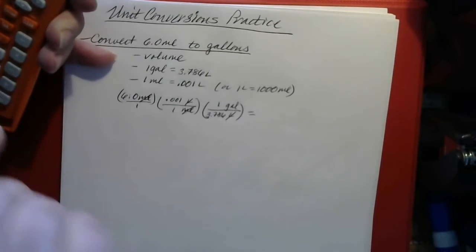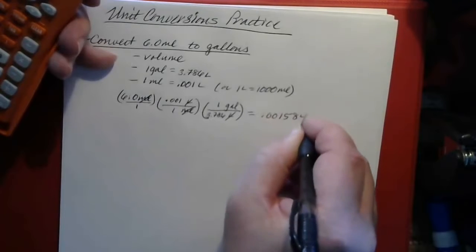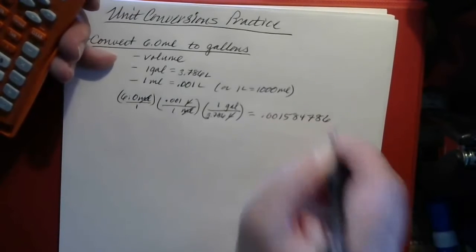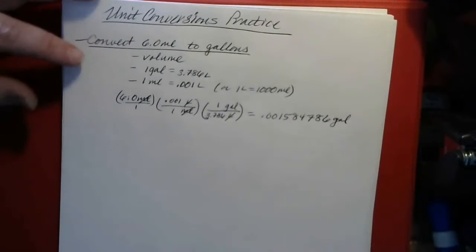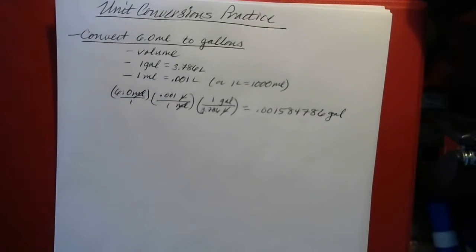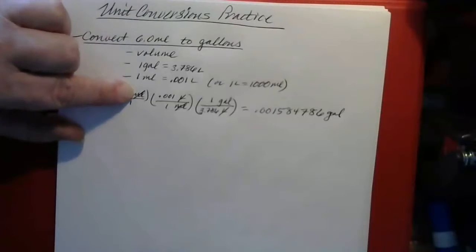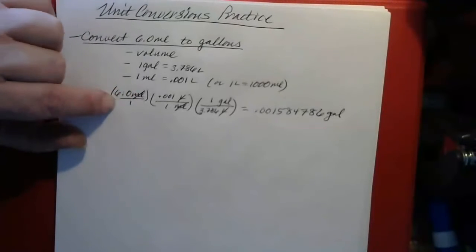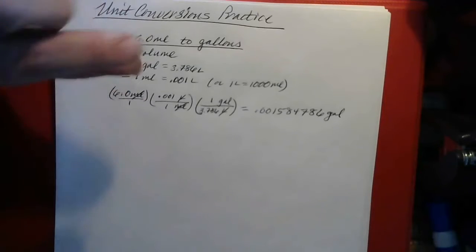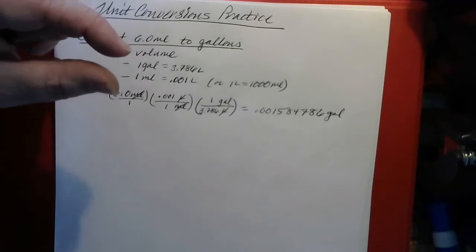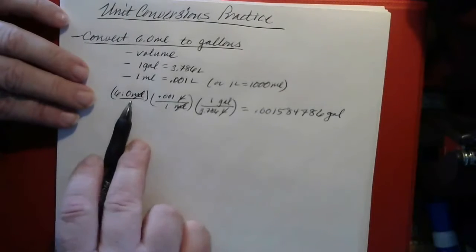Right about 3.786. And that gives us 0.001584786 gallons. One thing you might notice, hopefully, and this is a good thing to be thinking about, is that milliliters are a pretty small unit of volume. Because remember, 1 milliliter is the same as 1 cubic centimeter. 1 cubic centimeter is about the size of a sugar cube.